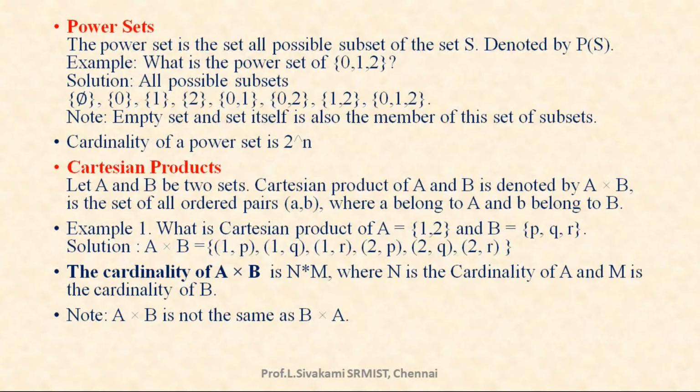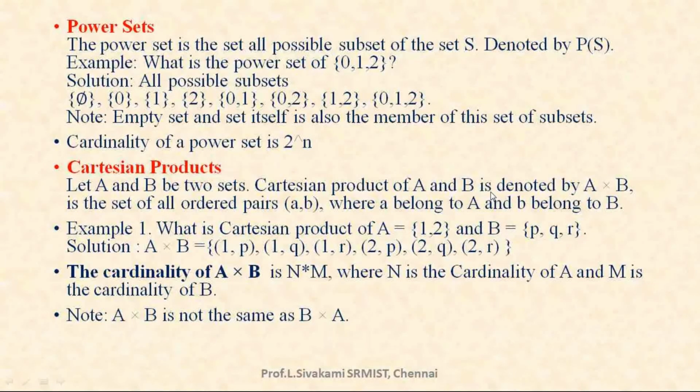The cardinality of A cross B is nothing but N into M, where N is the cardinality of A and M is the cardinality of B. N is the number of elements in A, and M is the number of elements in B. A cross B is not the same as B cross A. This is a note we have to keep in mind throughout the chapter.